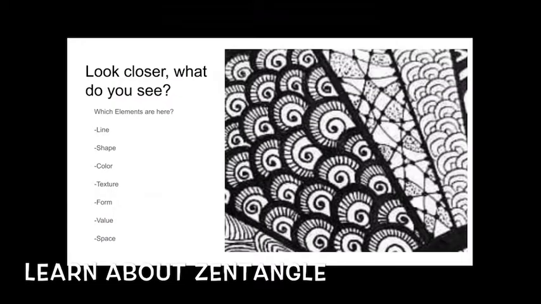Now look closer. What do you see in this tiny section of this Zentangle artwork? Which elements of art are here? The elements of art are line, shape, color, texture, form, value, and space. Which ones do you see in this artwork?